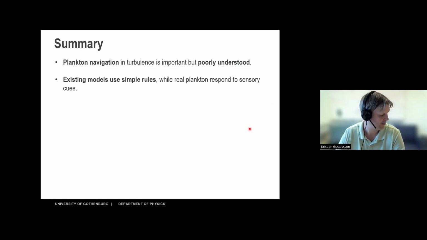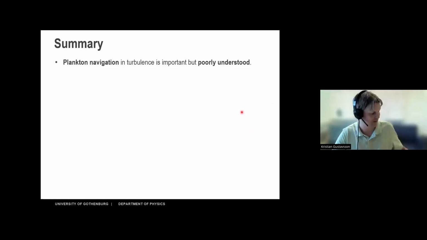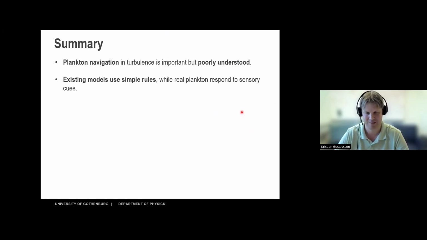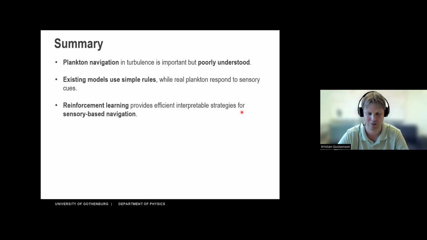Okay, so I went through these last steps quite quickly because we don't have so much time. But in summary, plankton navigation is poorly understood. So there are lots of navigation observations, but very little is understood. What are the signals they sense and what is the purpose? And most existing models use simple rules, basically swim in its instantaneous direction, and then you get moved by turbulence, but you don't really respond to the signals of the underlying flow.